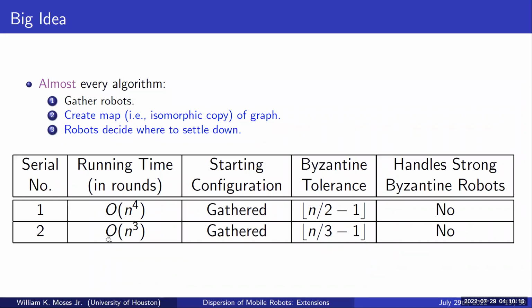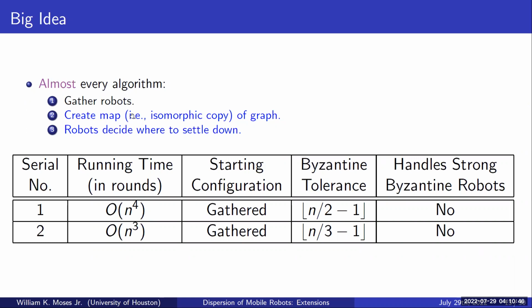As I mentioned, there are three metrics involved. One is the running time, the other is the Byzantine tolerance, and the final is what type of fault tolerance. So here, in order to illustrate the techniques, I'm going to talk about algorithms that take n^4 and n^3 time. They handle up to n/2 robots or n/3 robots. And they only handle weak Byzantine robots. So with that said, let's look at these two steps.